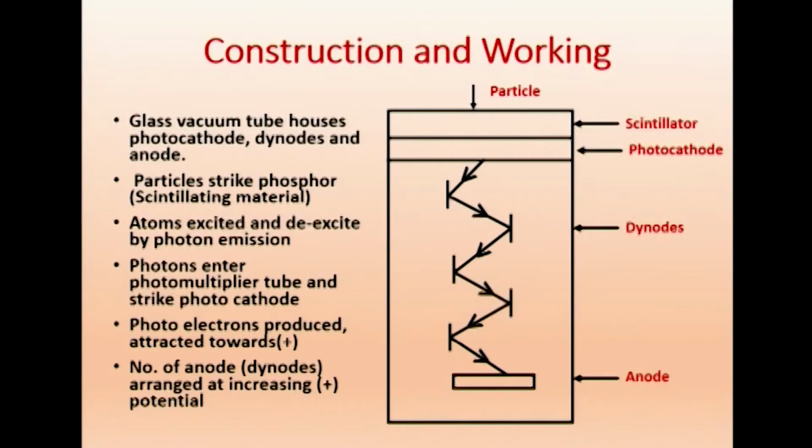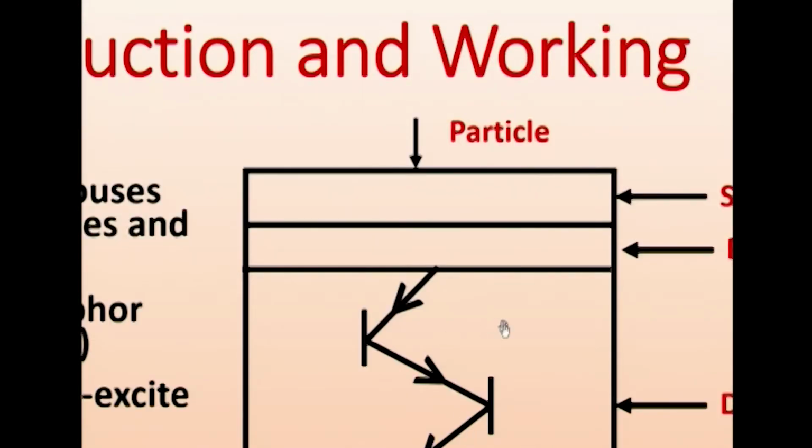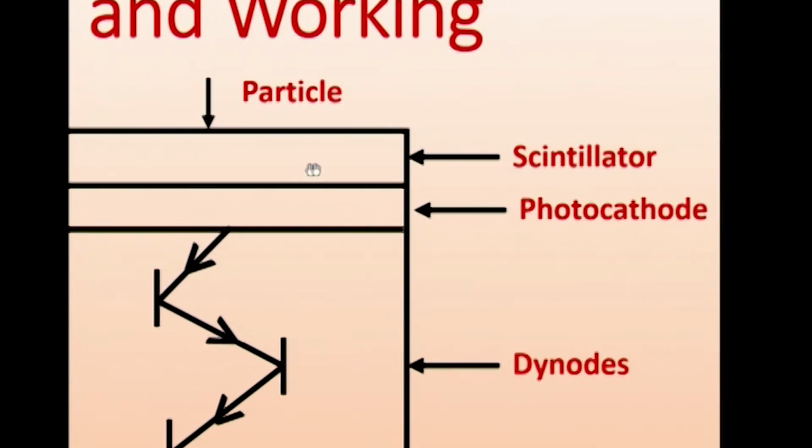So we will go for the construction. This is the tube. We are talking about the photomultiplier, scintillation detector. The particle is entering in this direction, and what we have here is the scintillator. For example, ZnS is a scintillator. When the particle strikes, it will immediately emit a scintillation, one photon will be emitted. And then here we have the photocathode. That photon, when it falls on the photocathode, it is like any material which emits electrons when light is incident.